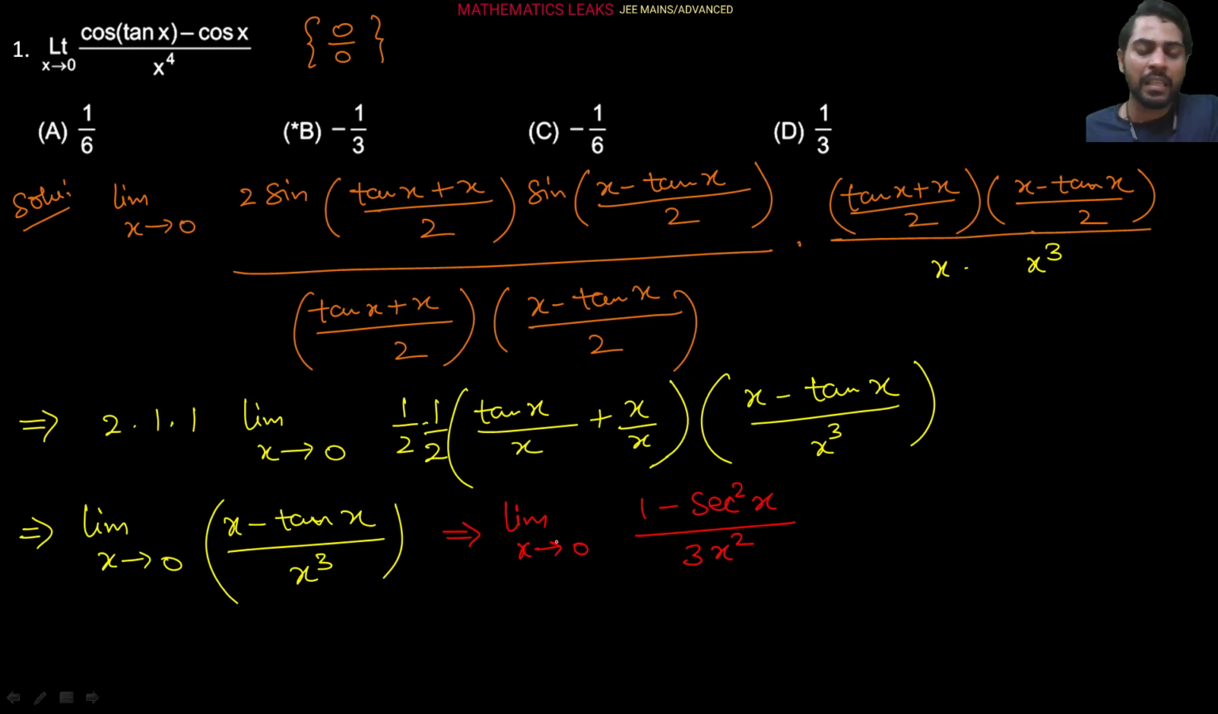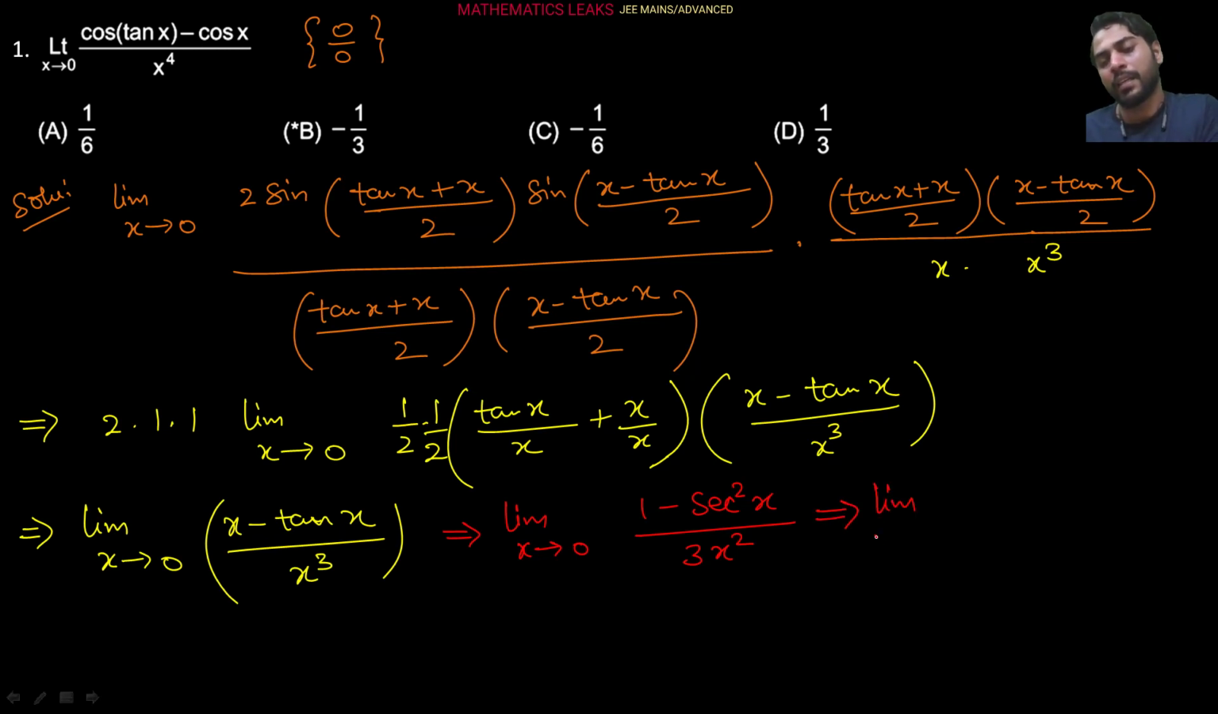Now that it is. And now x tends to 0, x tends to 0 means what here? Secant of 0 is what here? 1. Secant of 0 is 1 here. So 1 minus 1 is 0 and denominator also 0. Still it is in the 0 by 0 form. Still it is in the 0 by 0 form means what here? Hospital rule again we can apply here.